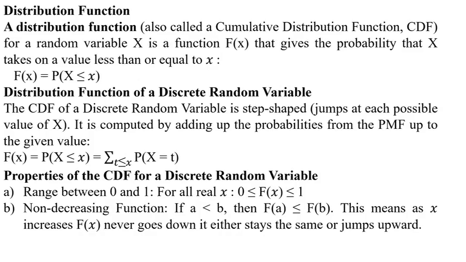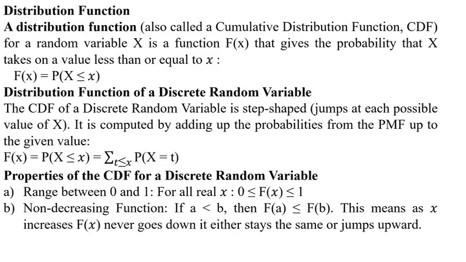For all x, 0 is less than or equal to f of x, which is less than or equal to 1. That is the first property. Second property, non-decreasing function. The CDF of a discrete random variable is a non-decreasing function. If a is less than b, then f of a will be less than or equal to f of b. This means as x increases, f of x never goes down. It either stays the same or jumps upward.